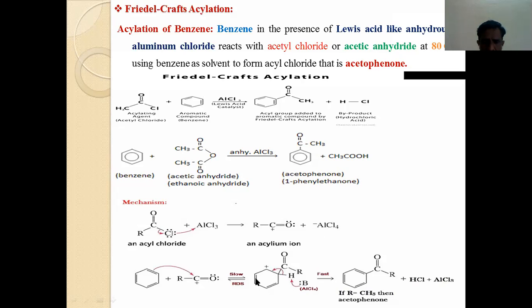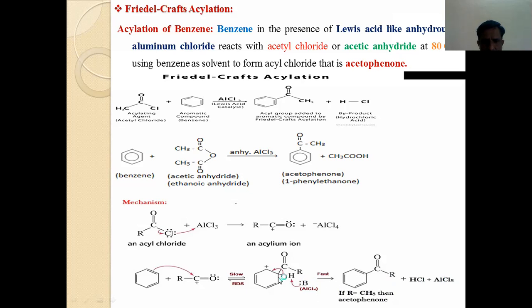Initially in this structure, how many double bonds? Two double bonds are there. Now in this case, three double bonds are there. Now the aromatic character is retained in the benzene molecule. So if R is equal to CH3, if you put CH3 here, the structure is acetophenone. The byproducts are hydrochloric acid as well as AlCl3.